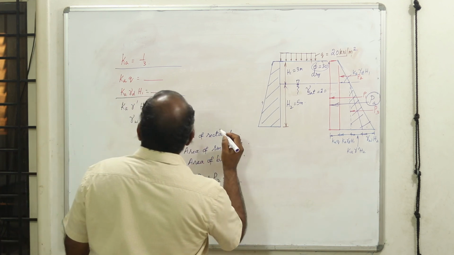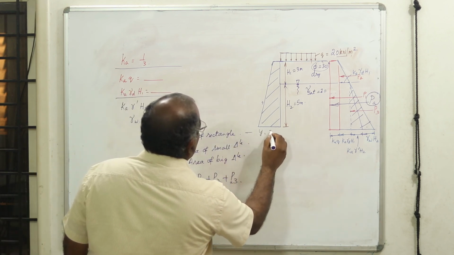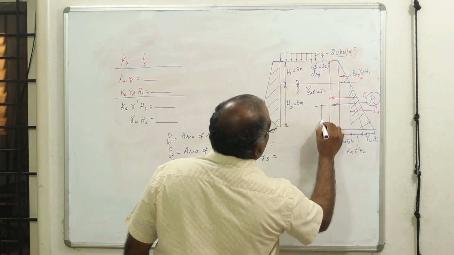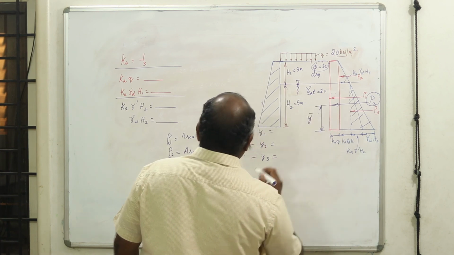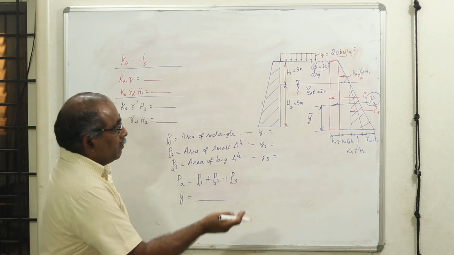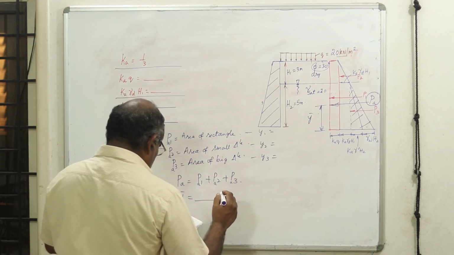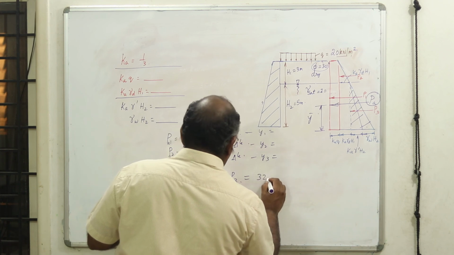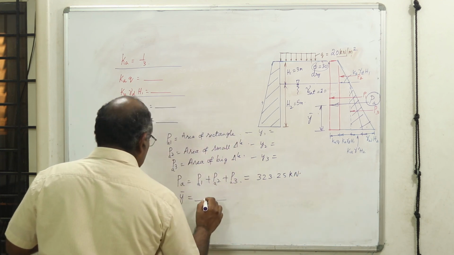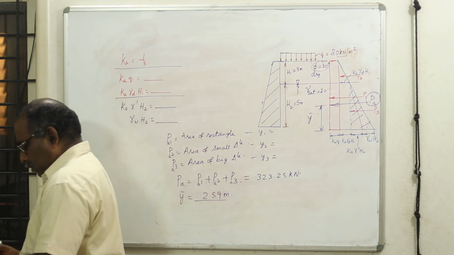You can find out what is the position. The P1 is acting at what is Y1, what is Y2, what is Y3. Then finally find out what is this value of Y bar. All you have to write is from the base of the retaining wall. Okay, in my solution, I got PA as 323.25 kilonewton and Y bar is 2.59 meters from the base. One can solve these problems.